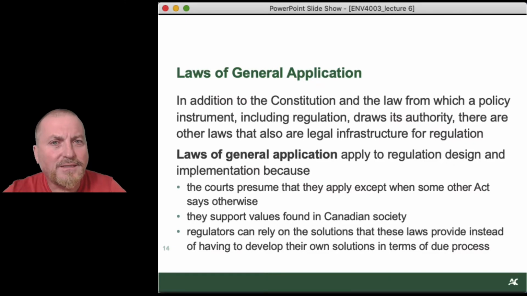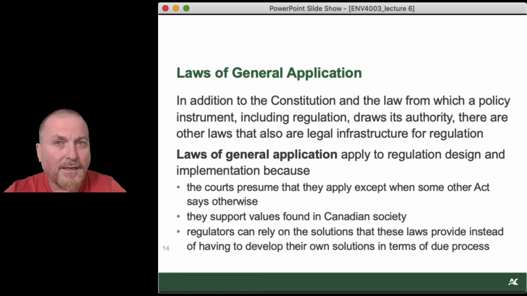Now, in addition to these kinds of things, there is the Constitution and the legislative act, which is necessary to outline the powers. Any future policy instrument, a regulation, an economic instrument, any other thing, must derive its power from that legislative act, right? But in addition to that, we have what's called laws of general application in the government that impact every policy instrument produced by the government, okay?